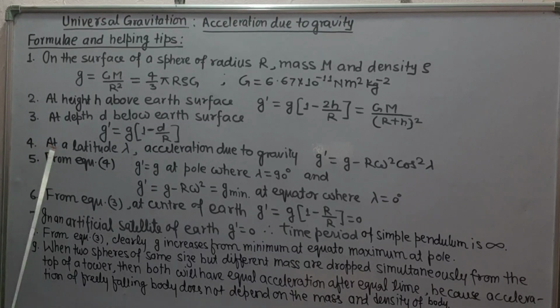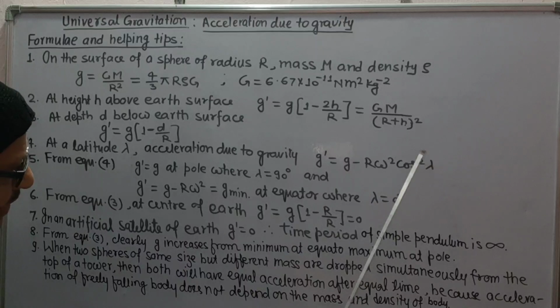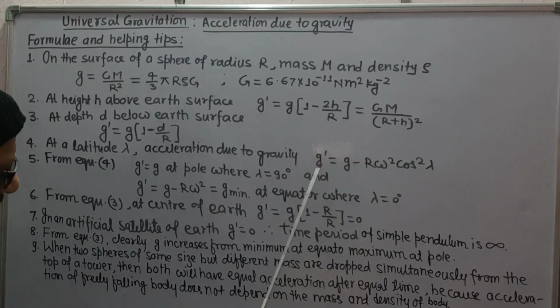From equation 4, clearly g dash will be equal to g, which is maximum at pole where latitude is 90 degrees, whereas at the equator lambda is 0 degrees, hence cos² λ will be maximum and g dash will be minimum, equal to g minus R ω². Thus, acceleration due to gravity is minimum at equator and maximum at poles.